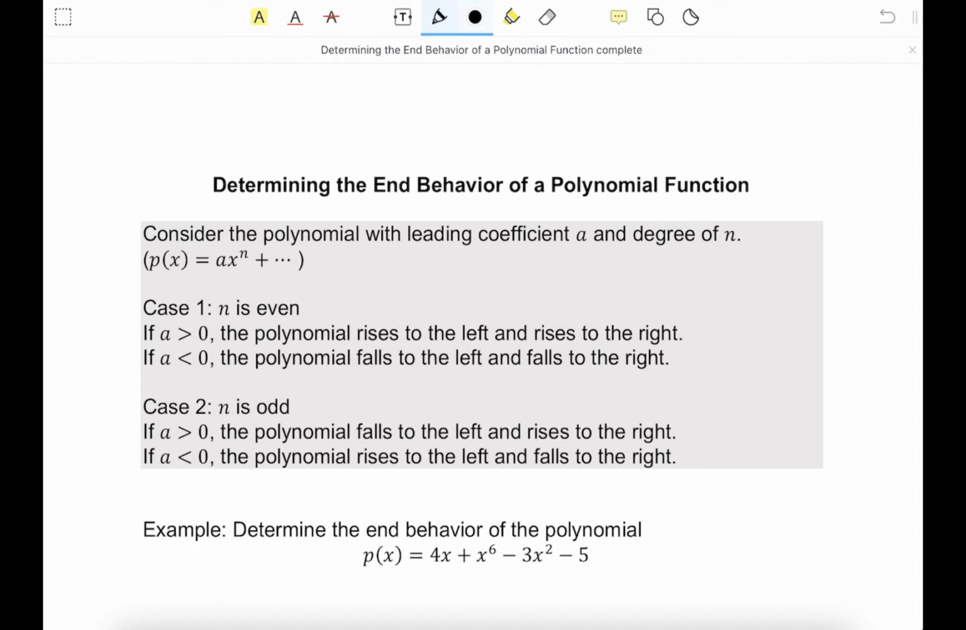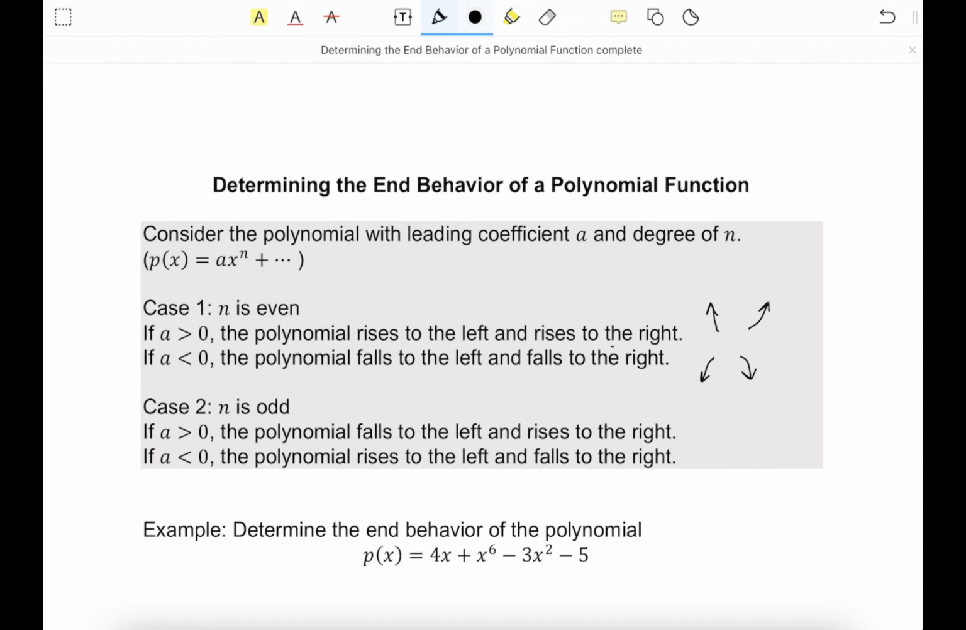Determining the end behavior of a polynomial function depends on the leading term. That's the only important term for determining the end behavior. If the degree of the polynomial is even and the leading coefficient is positive, it rises to the left and rises to the right. If the degree is even and the leading coefficient is negative, it falls to the left and falls to the right.